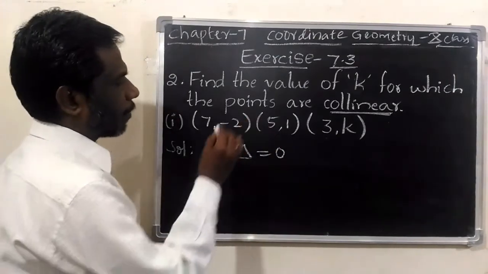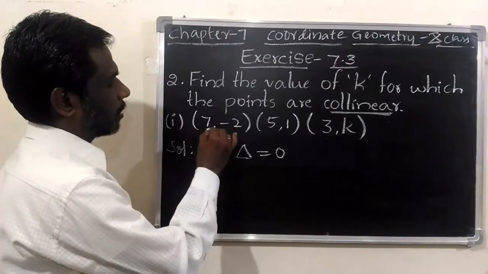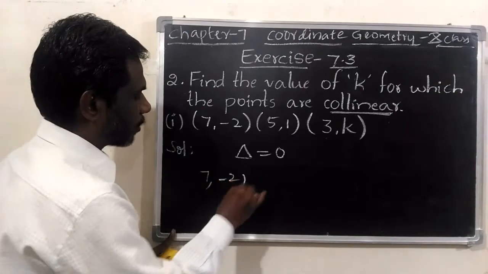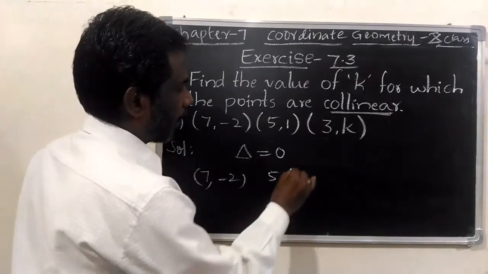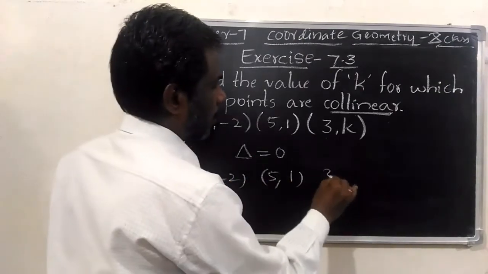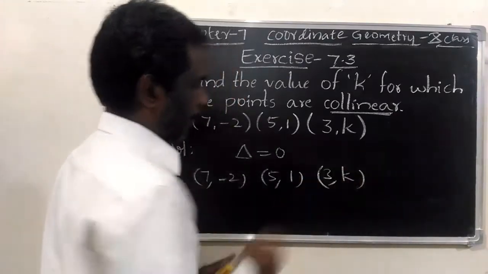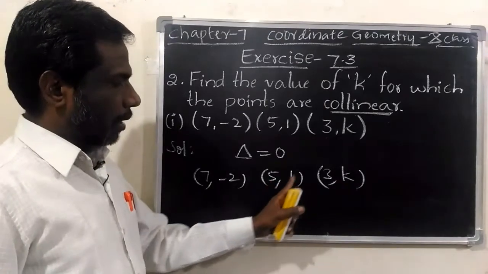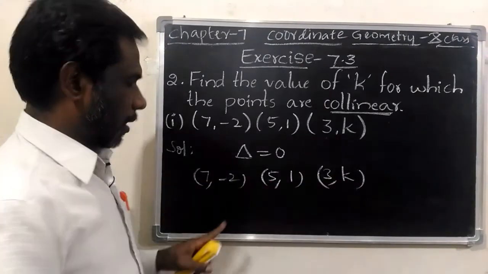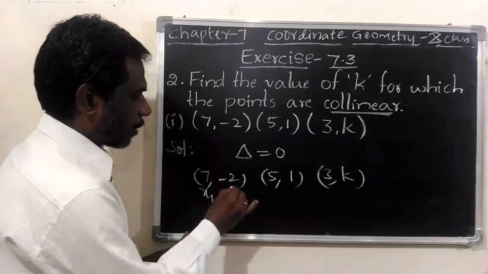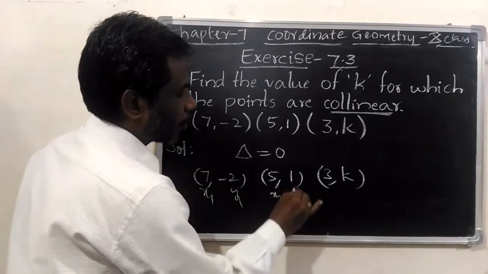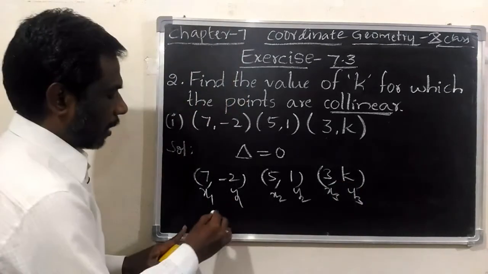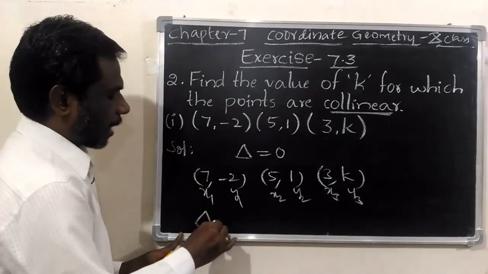And the given points are: this is the first point, the second point and the third point. First point is (7, -2), second point is (5, 1), third point is (3, k). Let this be x1, y1, this x2, y2 and this x3, y3. Then write the area of triangle formula.